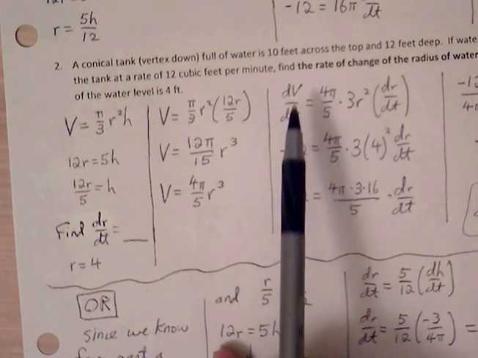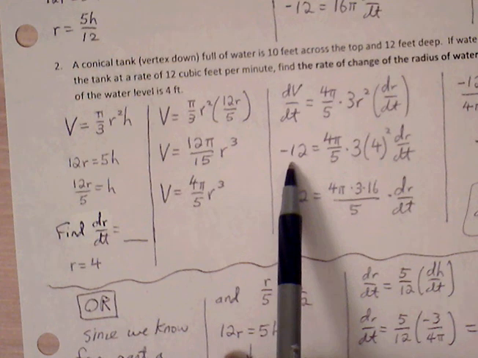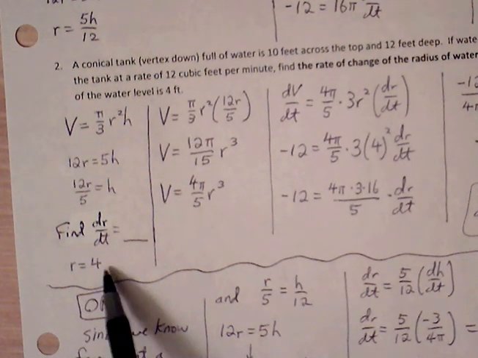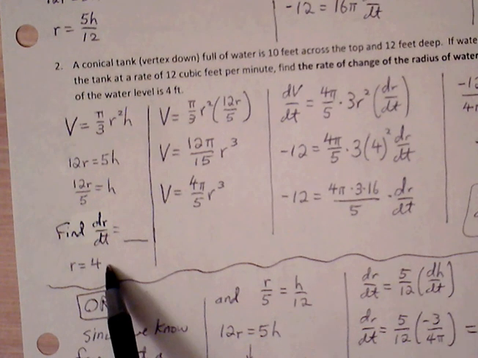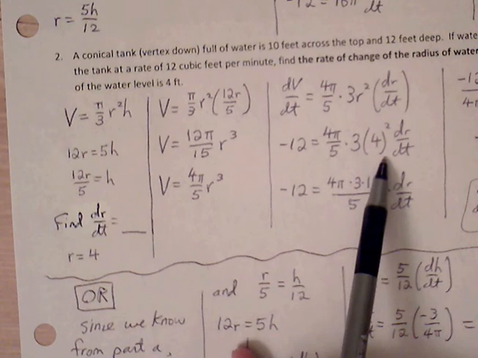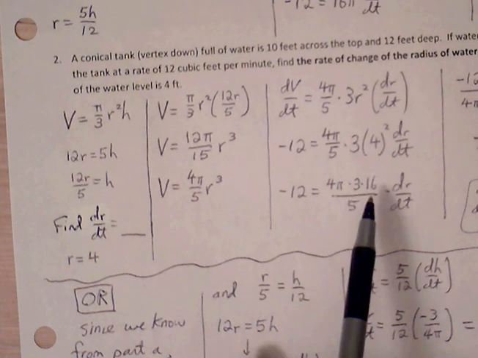So let's see what we have. We have dv dt, which is negative 12, same as before. R is 4, so in this case we don't have to make any conversions because we already have the radius. Okay. And now we just have to clean up and solve for dr dt.